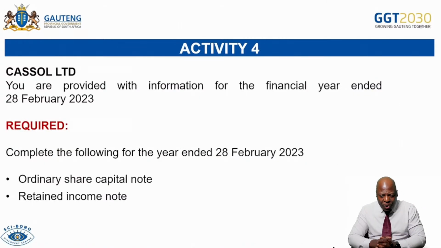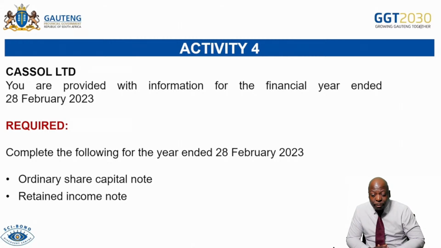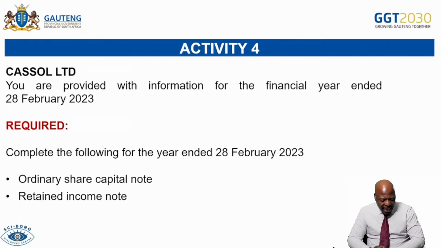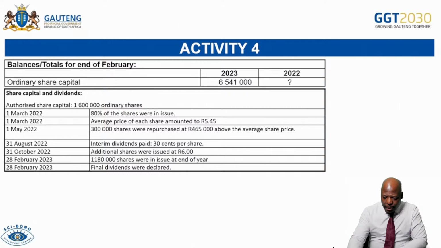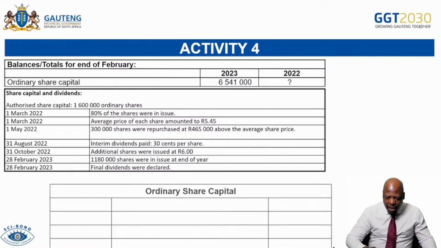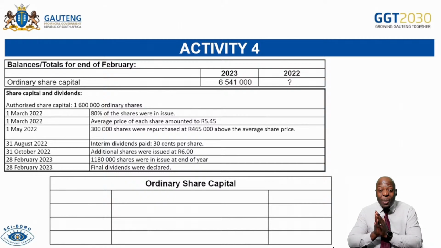On activity number 4, it reads Castle Limited. You are provided with the information for the financial year ended 28th February 2023. Complete the following for the year ended: ordinary share capital note and retained income. We are now going to bring in our aspect of dividends and all of that into our retained income note. So let's complete one. We are given this information and here is our note.